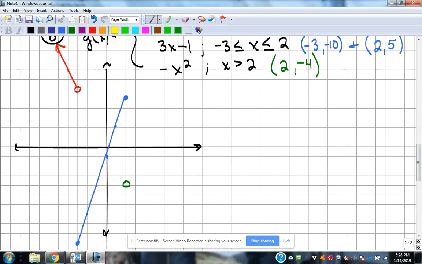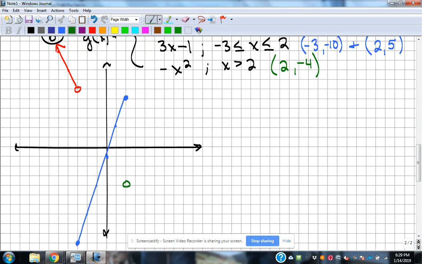That's hard to tell. The best thing to do is just plug in some x values. What x values, because of the inequality, am I allowed to plug in? Anything but 2, above 2, or below 2? Above 2, right? So 3, 4, 5. I can pick any of those. I'm going to pick 3.